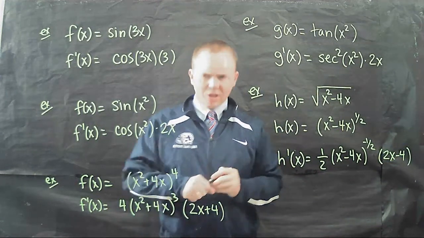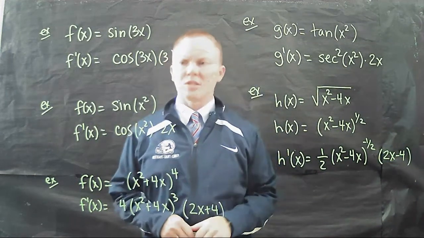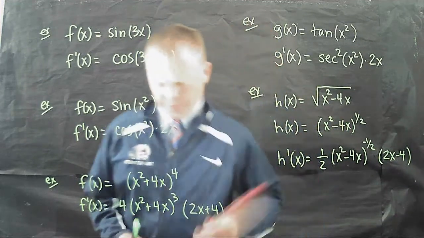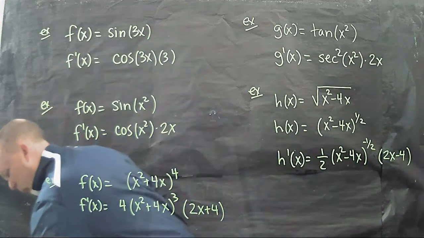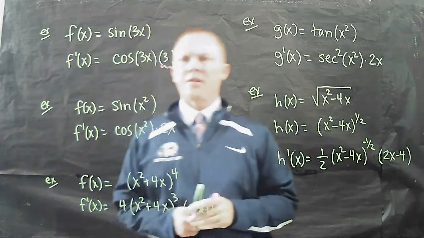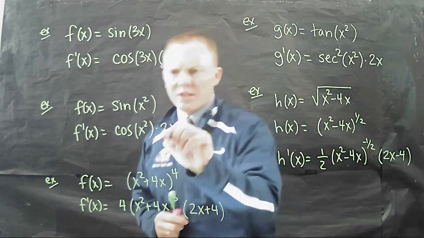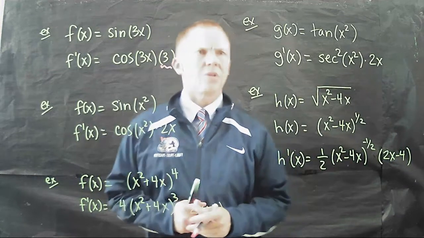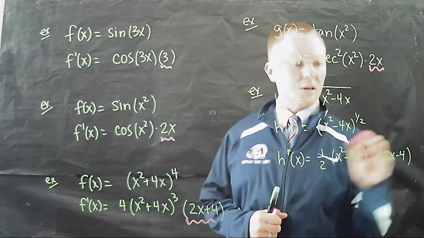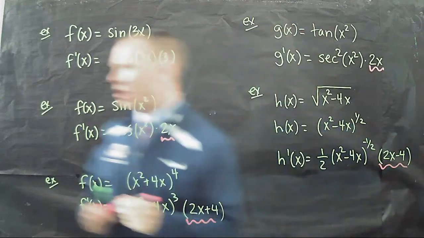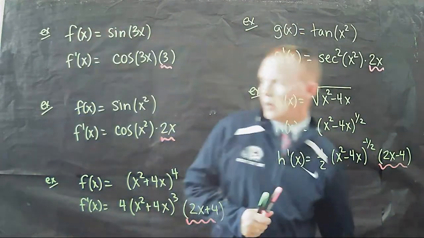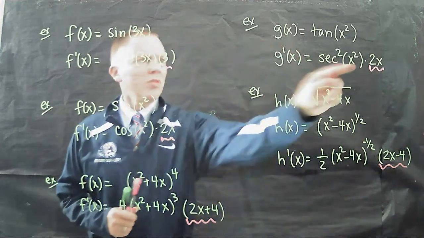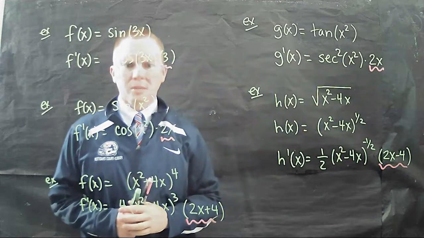Okay? So the question is, when I'm taking the derivatives of these things, what is it that I'm multiplying by each time? Like right here, what is that 3 there? What is this 2x there? What was this 2x plus 4 there? What was that 2x there? What's this 2x minus 4 here? What is that? What are these things that I'm multiplying by?